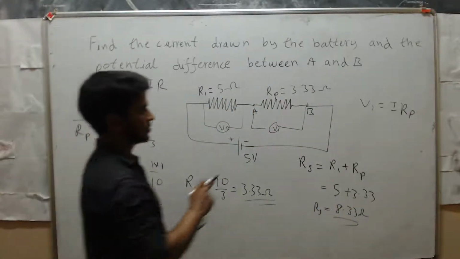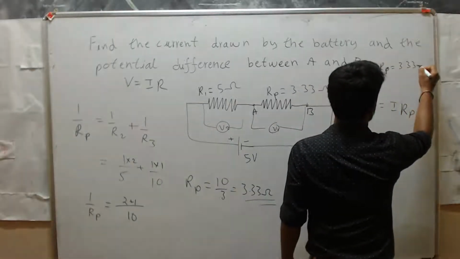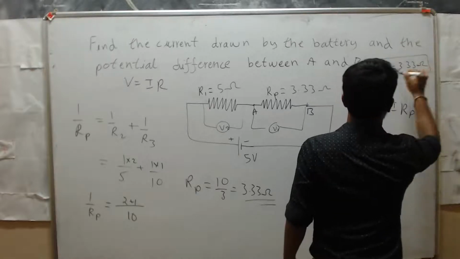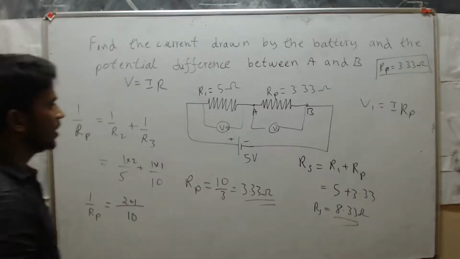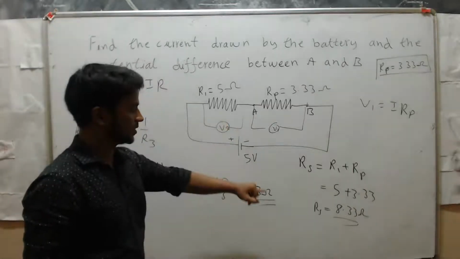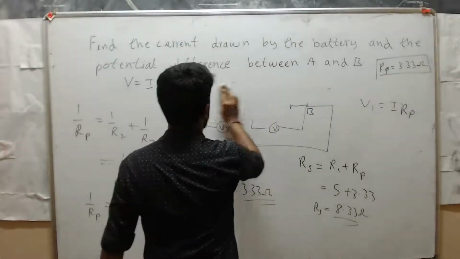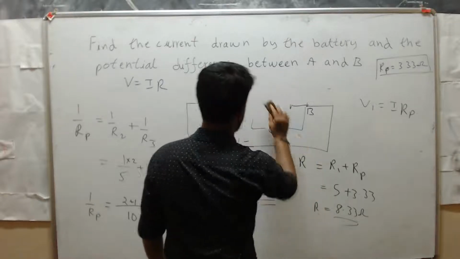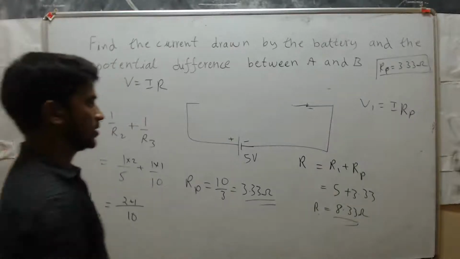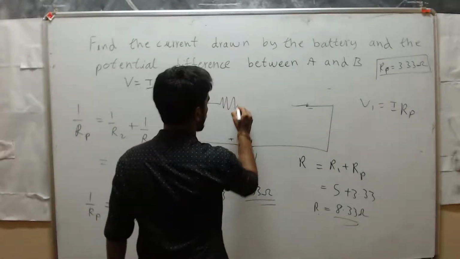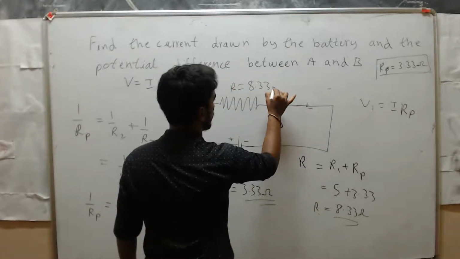And here I'll write this RT value. So RP is equal to 3.33 ohm. Okay. Yes. Here we got the total resistance of the system, that is RS equal to 8.33. Now you can redraw this circuit as, don't need to take RS, just write R. Okay. Yes. So we can redraw that circuit as, so R is equal to 8.33 ohm.